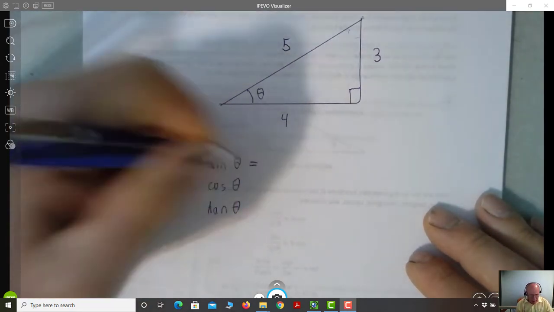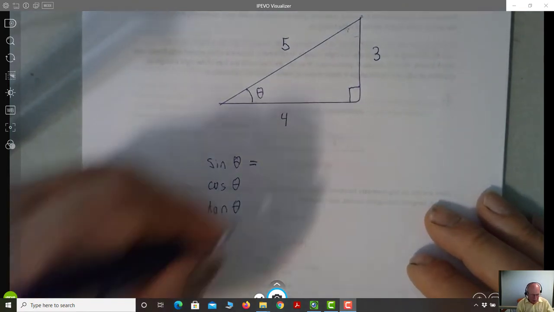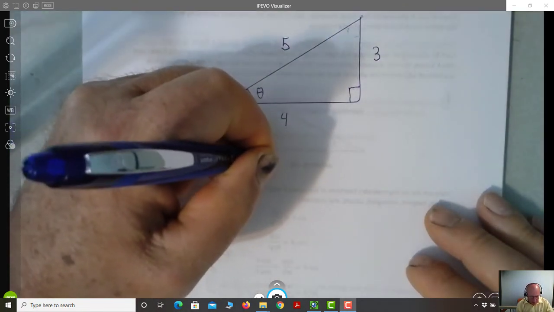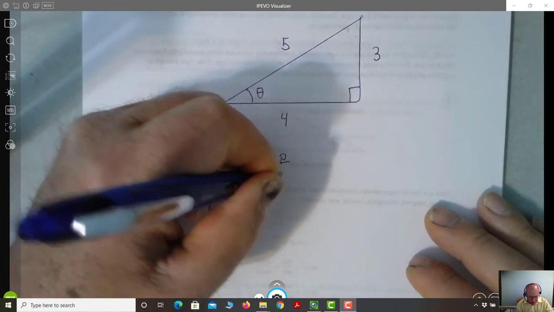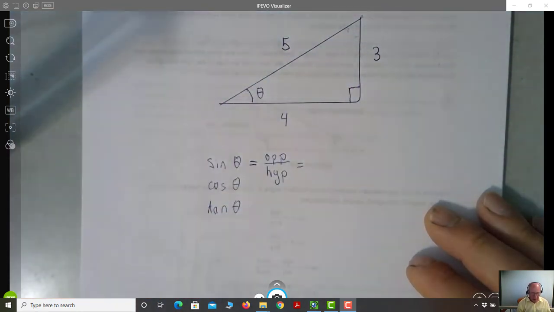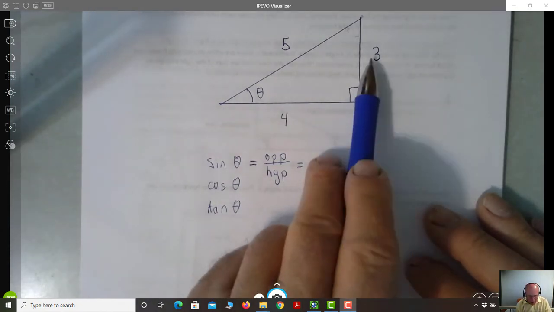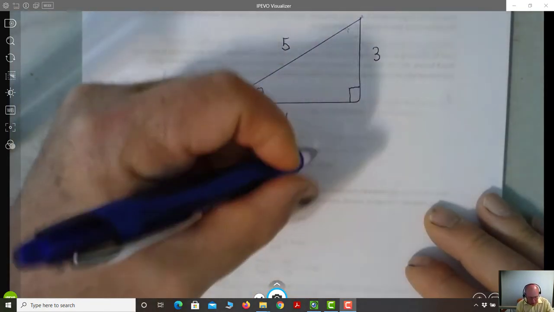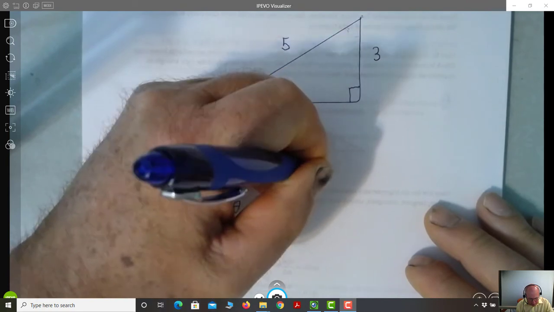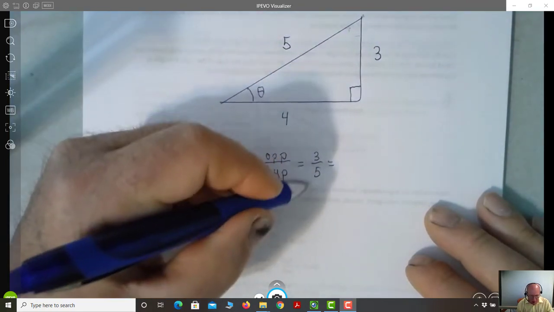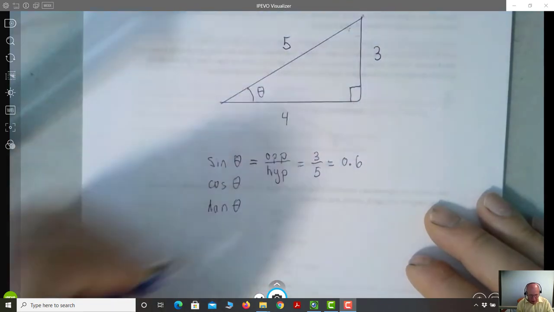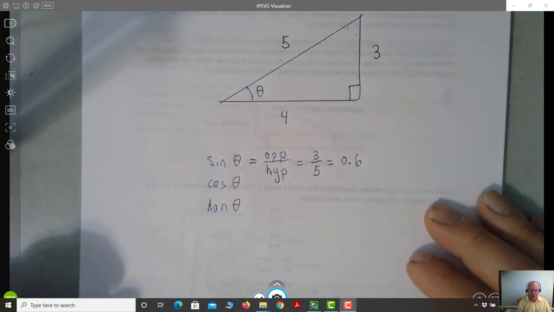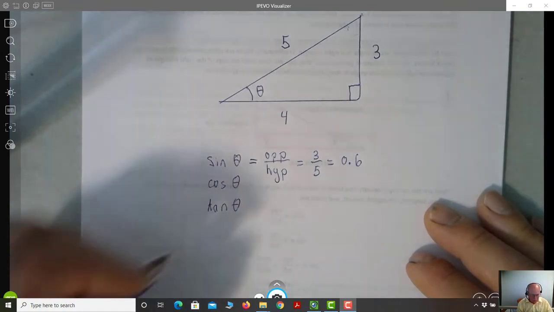Now, the definition of the sine from the other side of the page is this. It's opposite, meaning the length of the opposite side, over hypotenuse, the length of the hypotenuse, so that's 3 divided by 5. And 3/5, multiplying up and down by 2, is the same as 6/10. So 0.6 is the sine of this particular theta here.